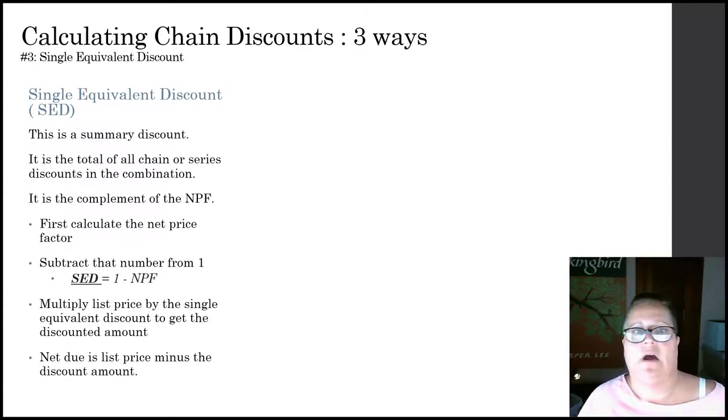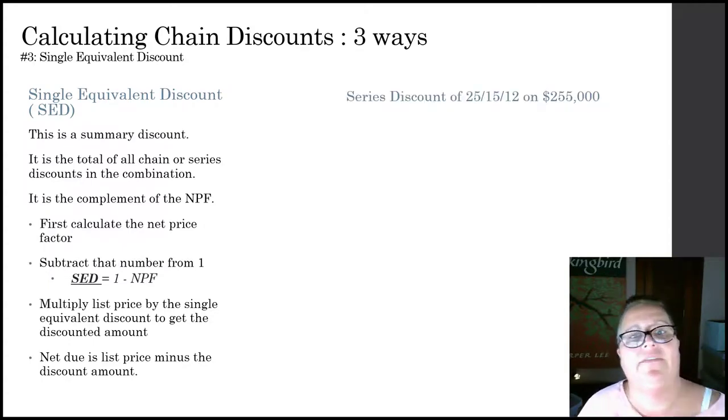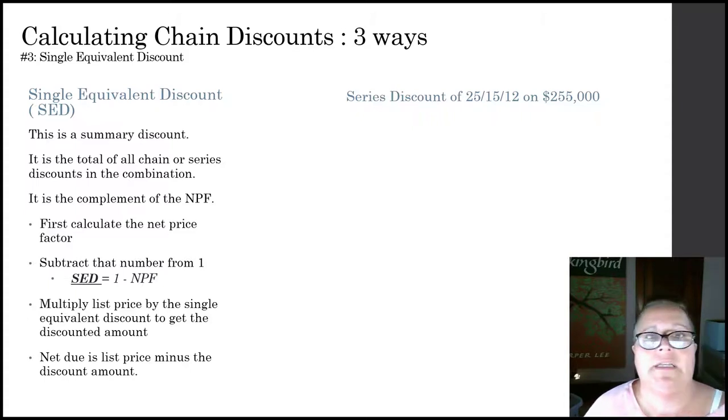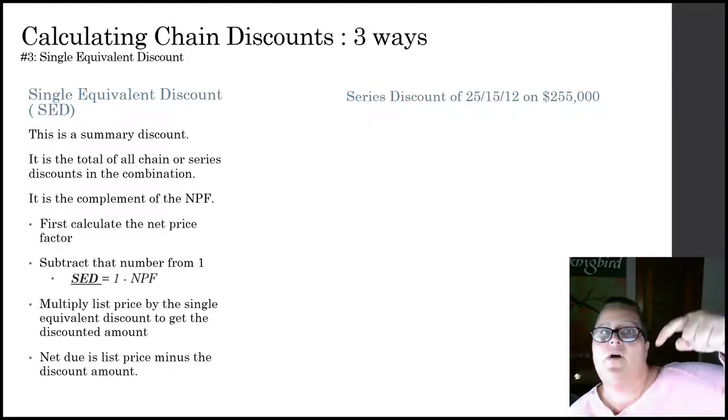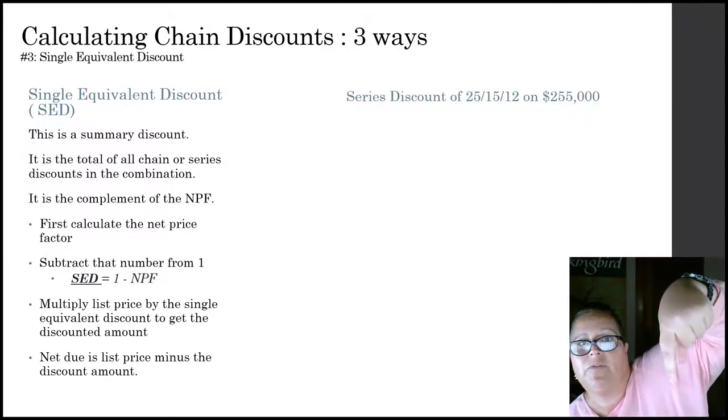All right, we've got a series discount of 25, 15, 12 on $255,000. So the first thing I want to do is calculate the net price factor. So I'm going to find the complement. Oh, wait, let me be clear. The series discount of 25, 15, 12 means we're taking 25% off of the list price. Then we're taking 15% off of the remaining money. Then we're taking 12% off of what remains after we've already taken off 25% and 15%.